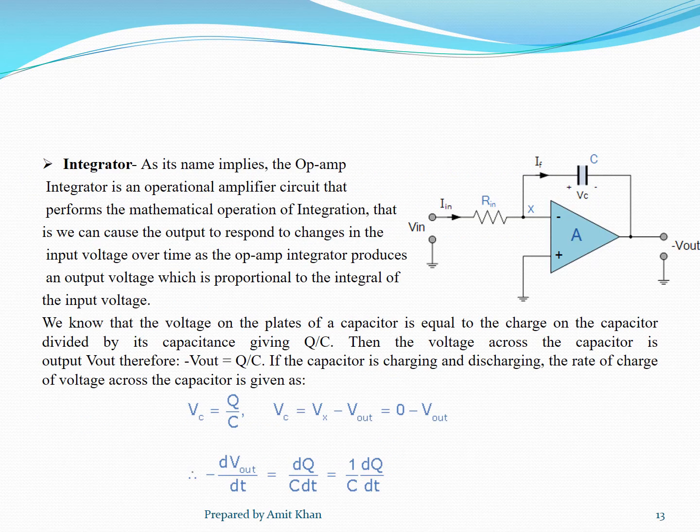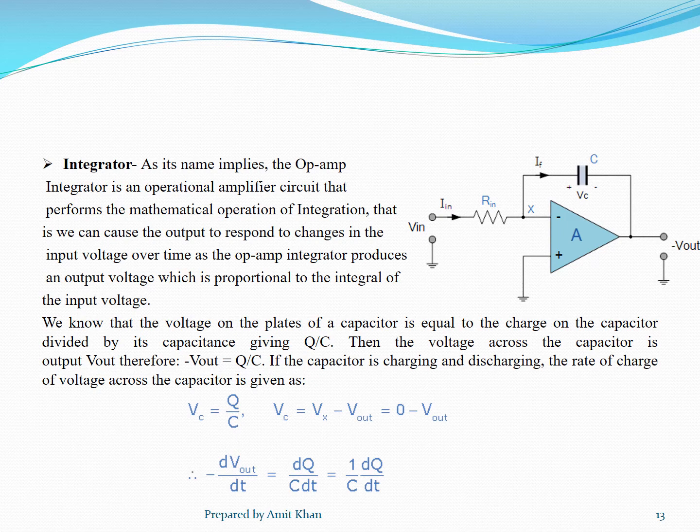Then comes op-amp as integrator. The circuit of integrator is given here. As the name implies, the op-amp integrator is an operation amplifier that performs mathematical operation of integration. That is, we can cause the output to respond to changes in the input voltage over time, as the op-amp integrator produces an output voltage which is proportional to the integral of the input voltage.